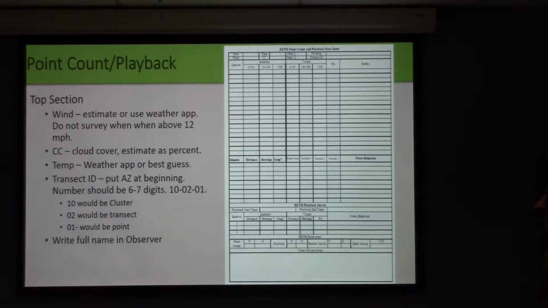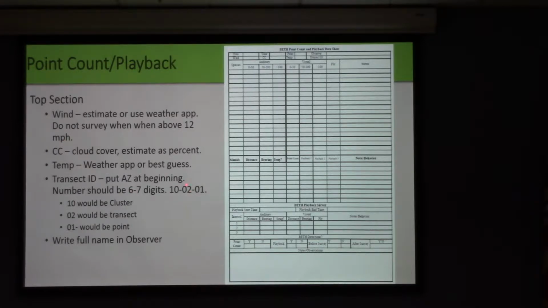CC stands for cloud cover. We estimate that as a percent. So if you look up in the sky and 10% of the sky is covered by clouds, you write a 10, and so on and so forth. Temperature, you can either do your best guess, or if you have a weather app on your phone, just write what it was. It doesn't need to be super accurate. It doesn't really affect the data at all.